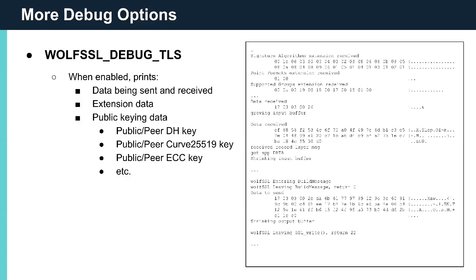We have some more granular debugging if you need to go further than just our generic debug log. Usually you don't need to get to this step, but if you want to print out the actual keying material that wolfSSL is using, we have a define called WOLFSSL_DEBUG_TLS. This will print out the bytes of data that are being sent and received, the extension data, and then the key and public key information, whether that be Diffie-Hellman, ECC, RSA, or Curve25519, etc.